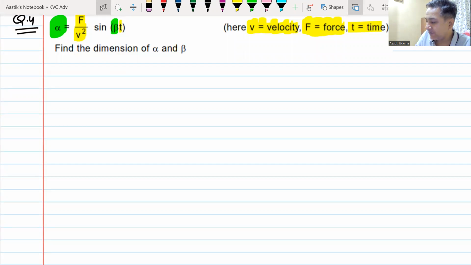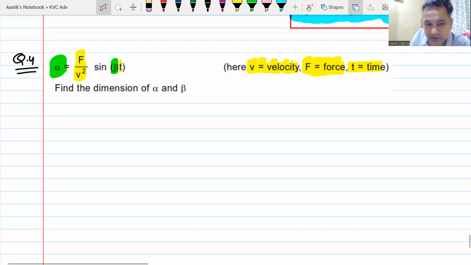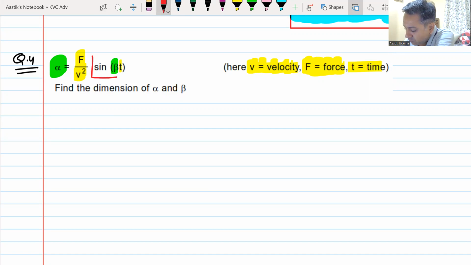Remember, we have to understand what is asked in the question. Let us first try to find out the dimension of beta. Now, look at this quantity which I have drawn in a box.